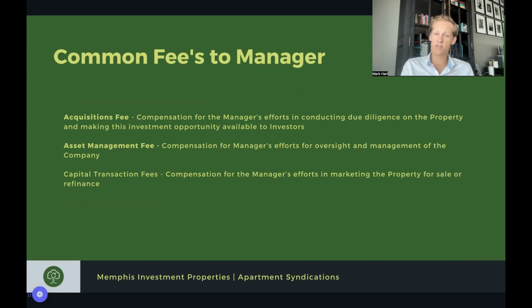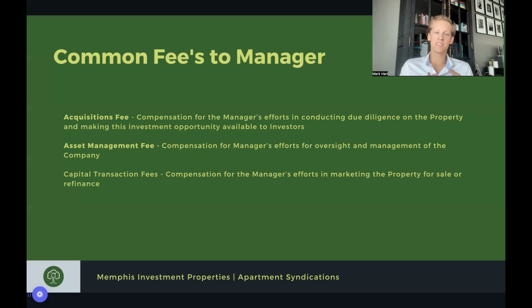This is the compensation for the manager's efforts in conducting due diligence on the property and making this investment opportunity available to investors. Essentially, you don't just buy the first deal that you see, right? We have to travel to properties, sometimes different markets, and we have to spend money on all of that. We are spending our time analyzing countless deals, spending countless hours, huddling up, making offers, doing our due diligence, spending money on due diligence as well. And for deals to either just not pan out, because of all that, that's why we have the acquisitions fee to get us reimbursed.